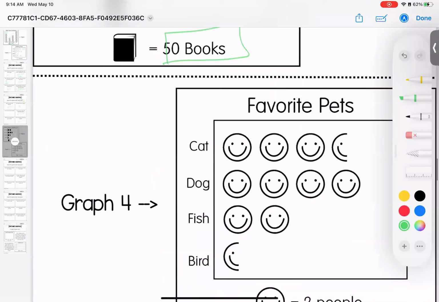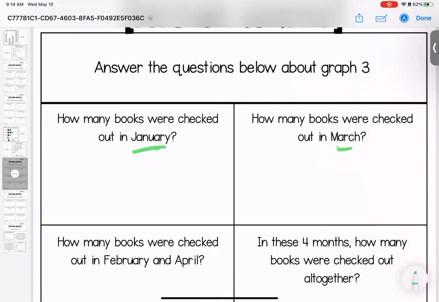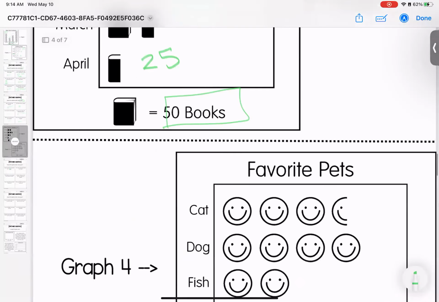So let's go ahead and look at our questions. It says how many books were checked out in January and how many books were checked out in March. So we're looking at January and March. We come up here.